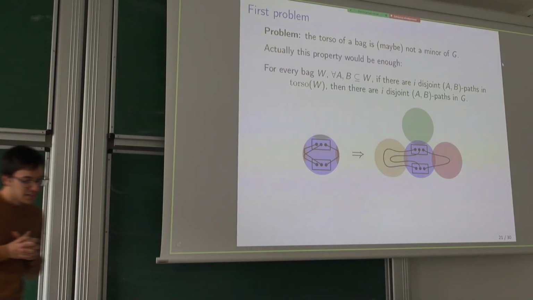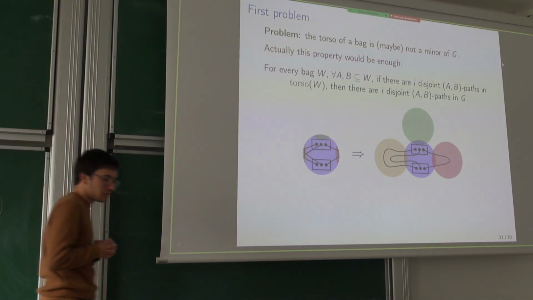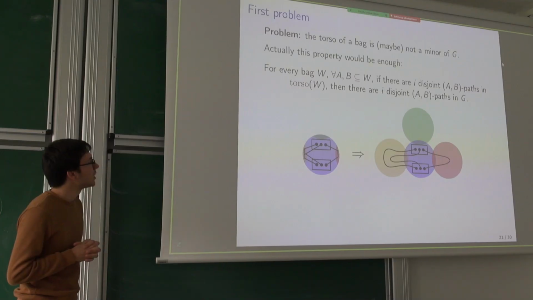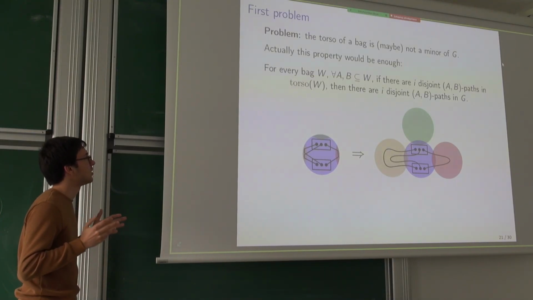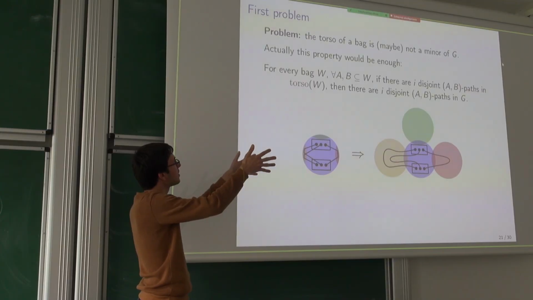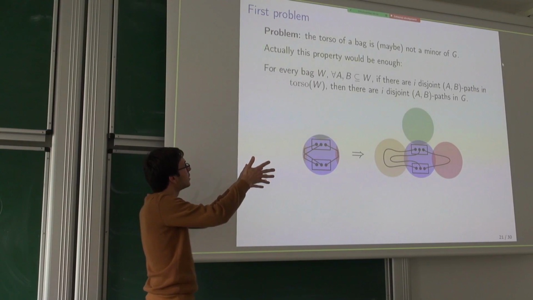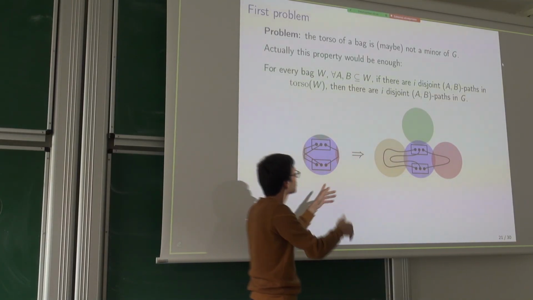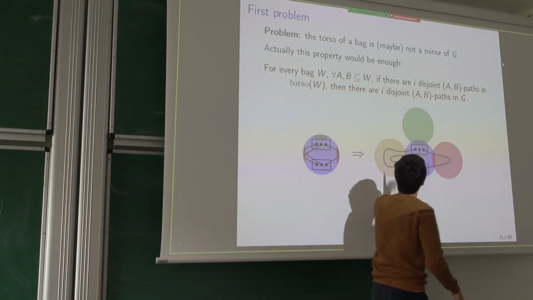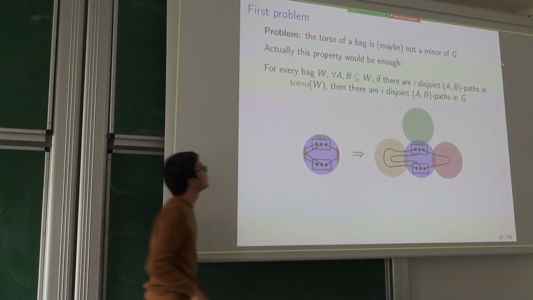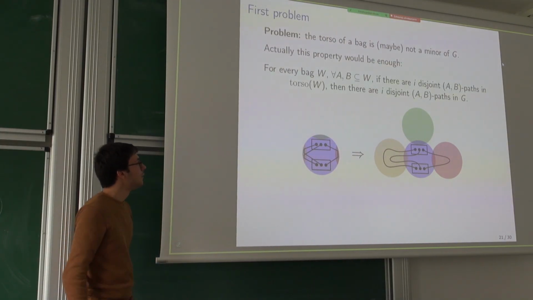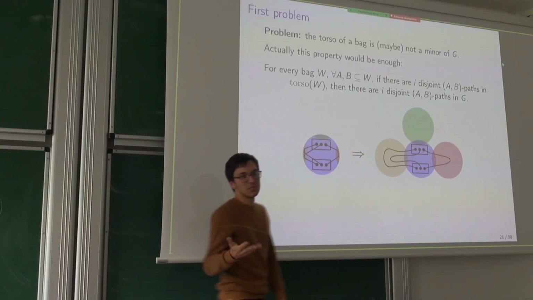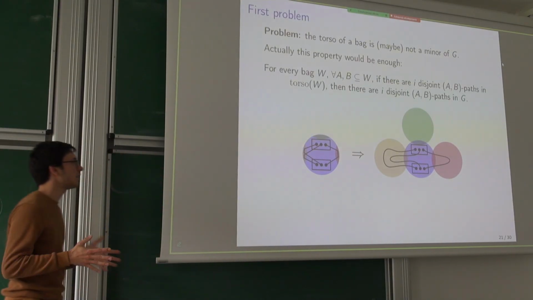And the idea is that, okay, maybe we can't ensure that the torso is a minor of the original graph, but we can ensure something weaker, which is that the connectivity is not higher. So if you have two sets A and B in your bag, and I disjoint paths between them in the torso, then you also have I disjoint paths in the original graph. So this is something we don't have in the tree decomposition I mentioned before, but this is something we would like to have.